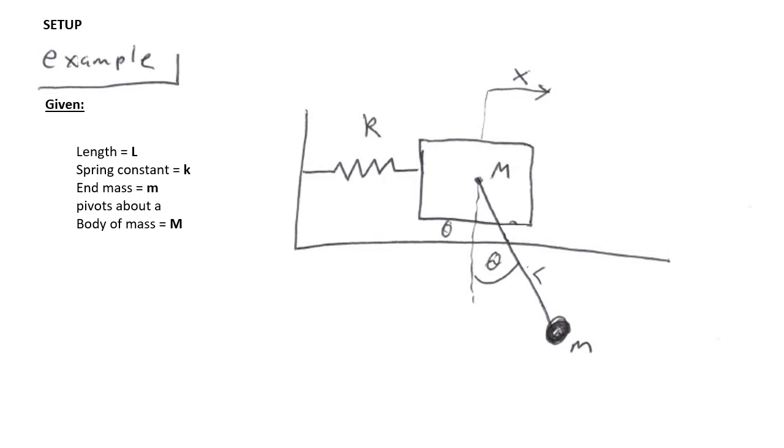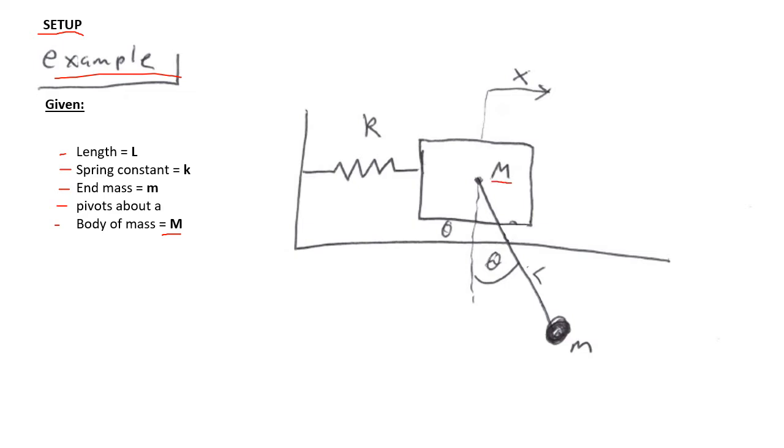So now that we've had a chance to read through the problem statement, and see what they've given us within the wording of the problem and the given diagram, our next step is to create our setup page. In our setup page, we have our length as L, our spring constant is k, the end mass is lowercase m, and this pivots about a body of mass, uppercase M. So here's our uppercase M, our body of mass.